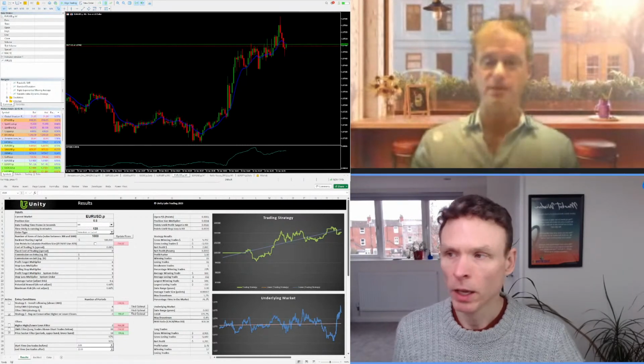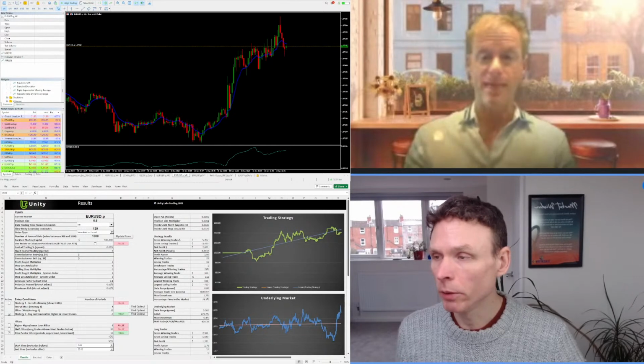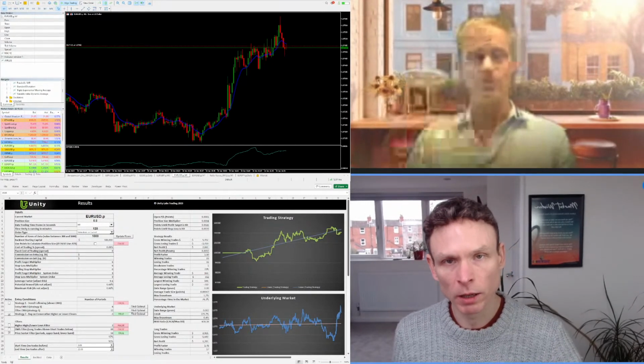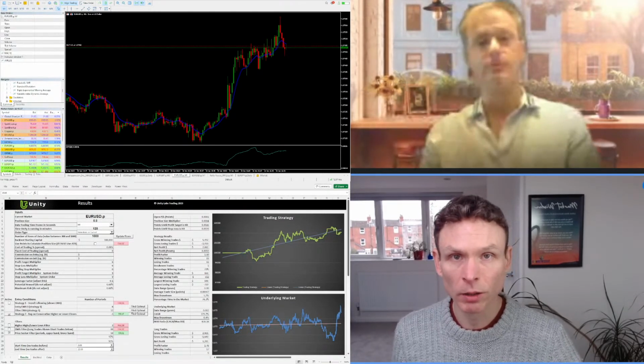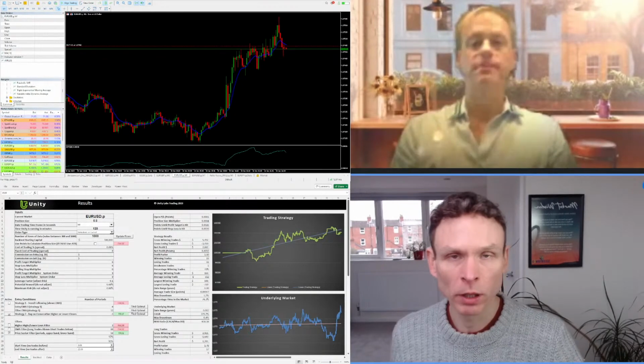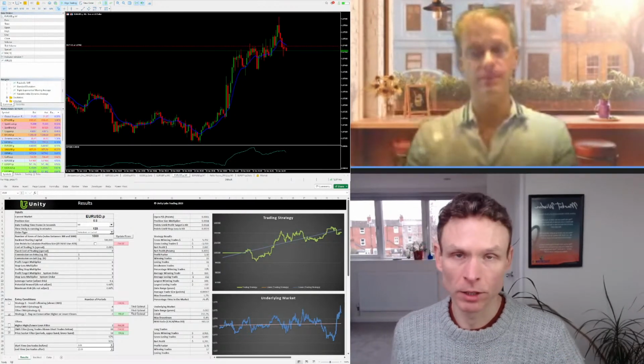So we're looking at currencies today. We're looking at the euro US dollar. We like the euro US dollar because it's so liquid and the spreads are so low. You can get whatever position size you like. You can go enormous, you can go tiny, and it is generally available.